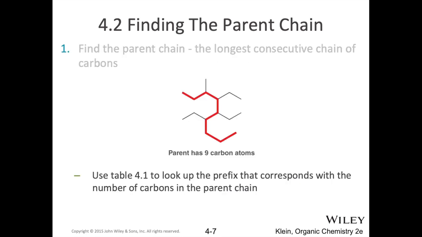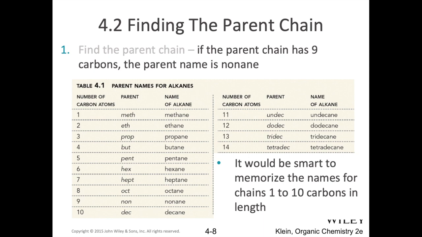All right. So the prefix for 9 is non. Okay. So the name of this parent chain would be nonane. That's going to be the root word for this. Now, you do have to memorize these prefixes, and don't panic, it's not going to be wasted effort. It's not like you're going to use this only for alkanes. These prefixes come in handy for all IUPAC nomenclature when it comes to organic compounds.